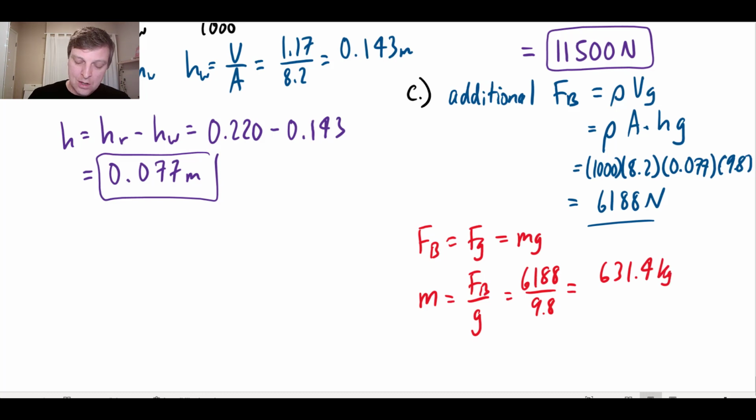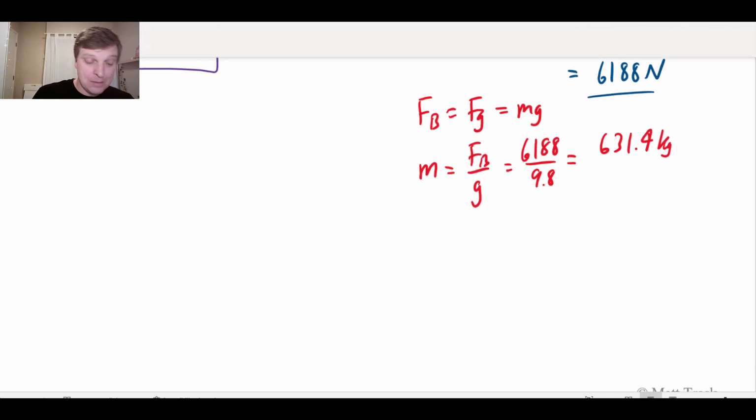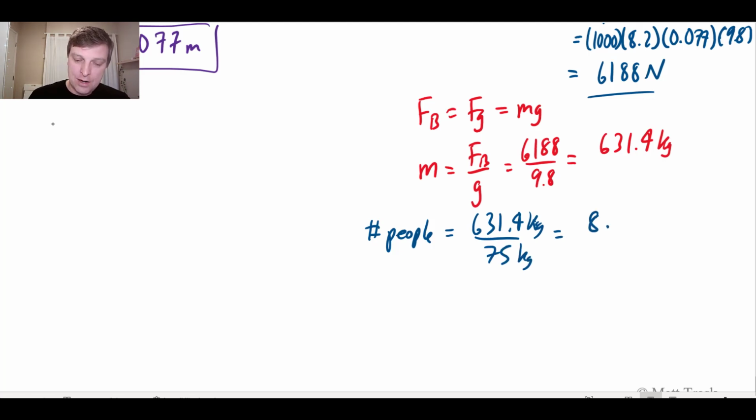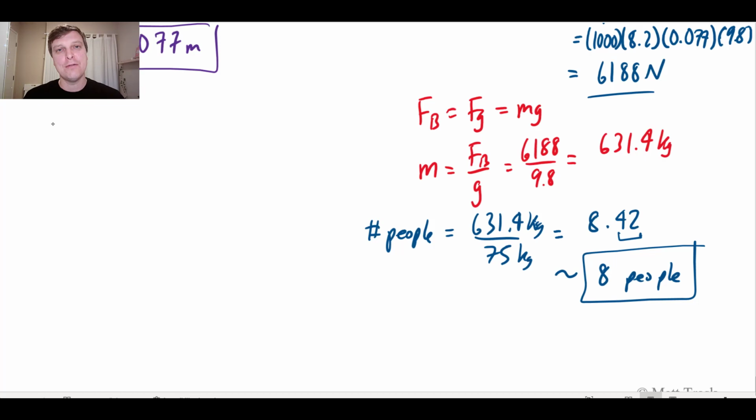631.4 kilograms. And then so last but not least, how many people is that? Well, the number of people is just going to be that total number of mass, 631.4 kilograms divided by 75 kilograms per person. So that gives me 8.42 people, which typically that's not going to work. And so let's just round that off and say it's going to be about 8 additional people that we can carry on the raft. Okay, that is it for buoyancy force.